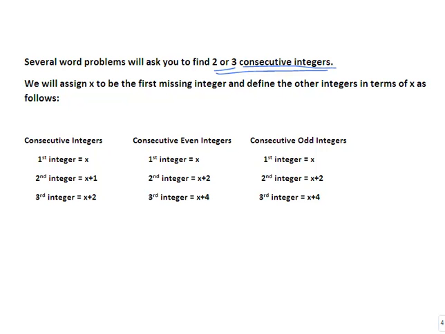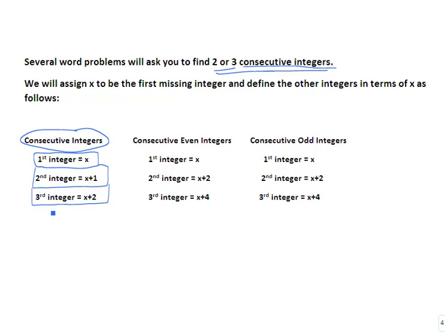If you're looking for consecutive integers, you're going to let your first integer be x. To get the next consecutive integer, all you would have to do is add 1 to that. So the second consecutive integer would have to be x plus 1. To get the third consecutive integer, you would just have to add 1 more, so that would give you x plus 2. So anytime you're looking for consecutive integers, you're going to set up your unknowns as x for the first number, x plus 1 for the second number, and x plus 2 for the third number.